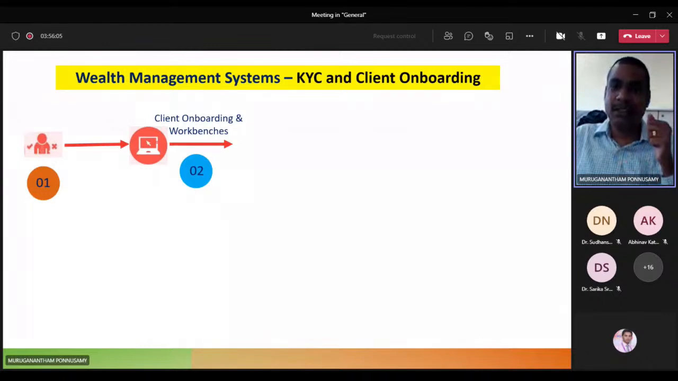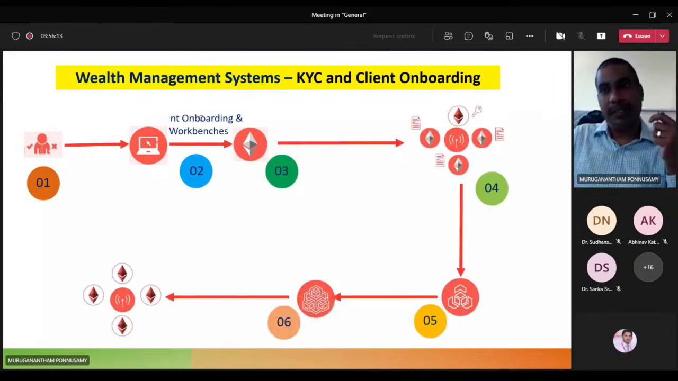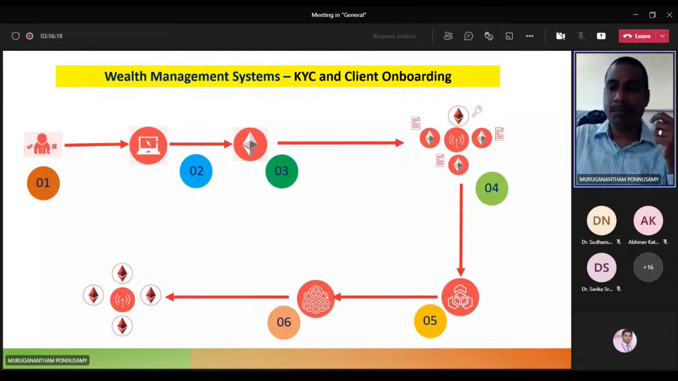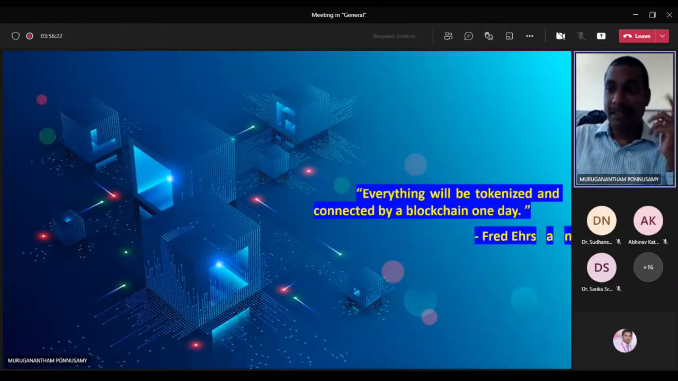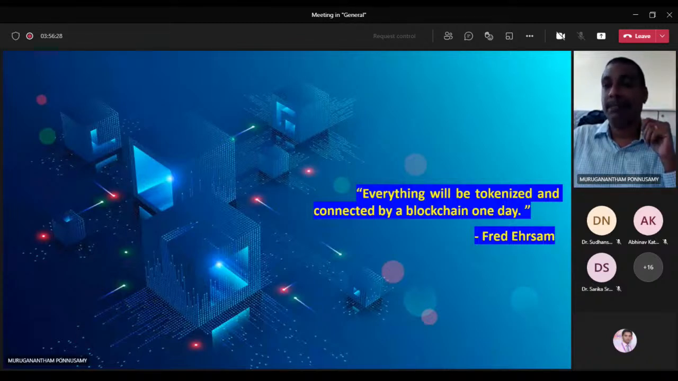Similarly, one more thing, wealth management system for know your customer and client onboarding. Also, in a similar manner, it can be possible if you are thinking of implementing the blockchain. Everything will be tokenized and connected by a blockchain one day. This was spelled out by Fred. Everything.